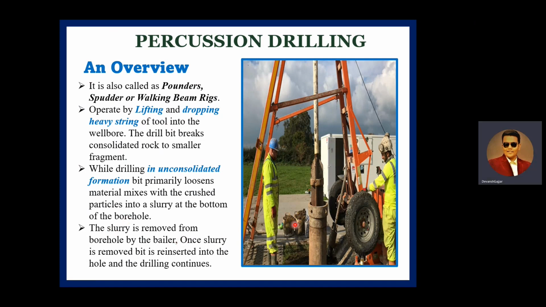Once the slurry is generated at the bottom hole, it will be removed with the help of a baler. Once the slurry is removed, the bit is reinserted into the hole and the drilling continues. Means again we follow the same procedure: hit the rock by to-and-fro motion until the baler gets filled, and as soon as the baler is filled, we pull the baler out and circulate the slurry out of it.